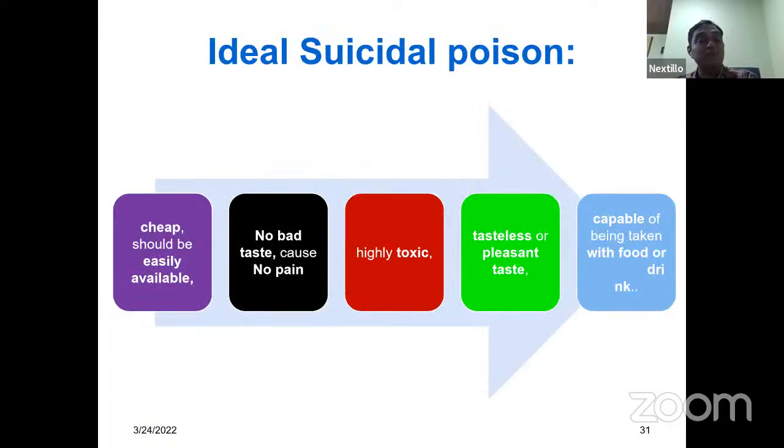So now come to a very important aspect. I would just like to ask the students, do you have any idea about the ideal suicidal poisons? Anyone have any idea?